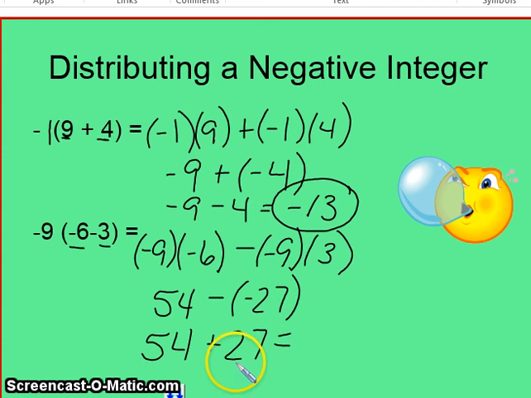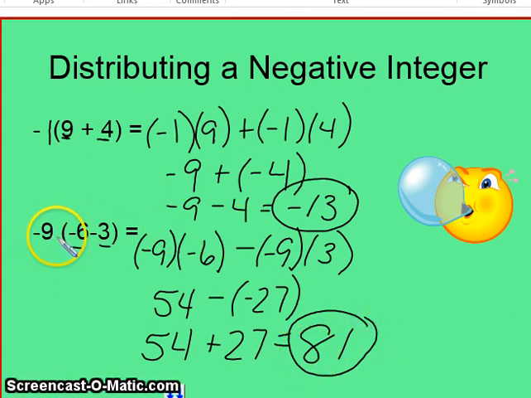And 54 plus 27 gets me 81. A positive 81. Again, notice if I had subtracted, negative 6 minus 3 would get me negative 9. And negative 9 times negative 9 is a positive 81.